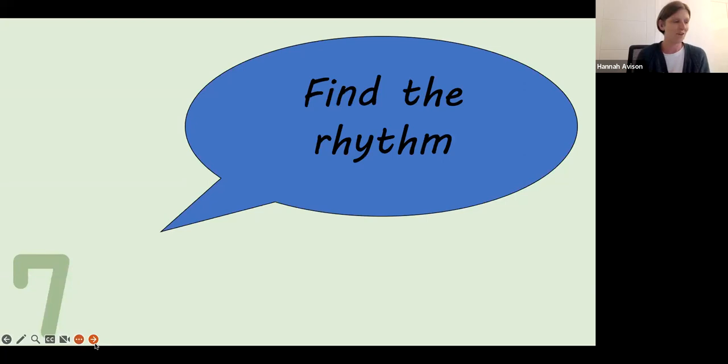Number 7, find the rhythm. Look for rhythm in words, look for rhythm in sentences. You can clap it, you can tap it, you can chant it, you can dance it with your shoulders. You could, if you're so inclined, take a whole short conversation and make a jazz chant or a rap. Sometimes rhythm makes things more memorable. It doesn't work for everyone, but it's something to try.